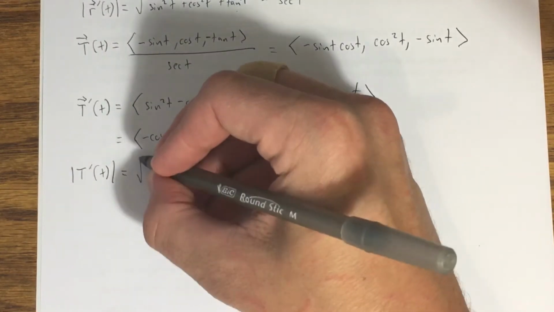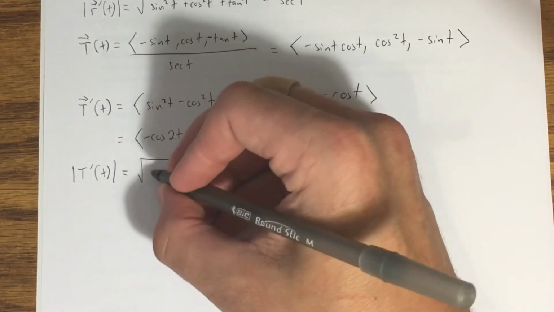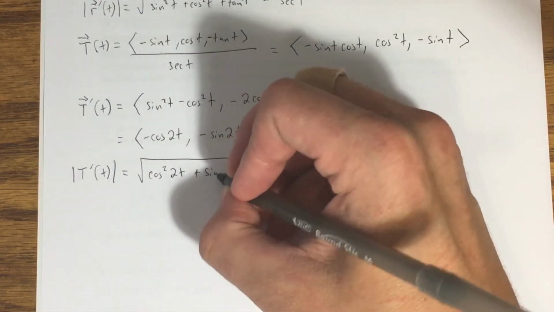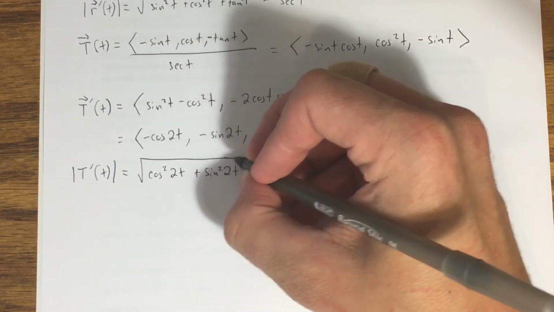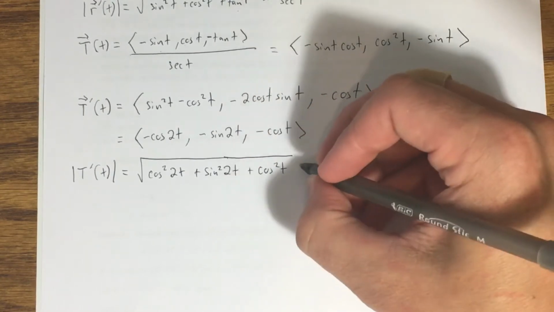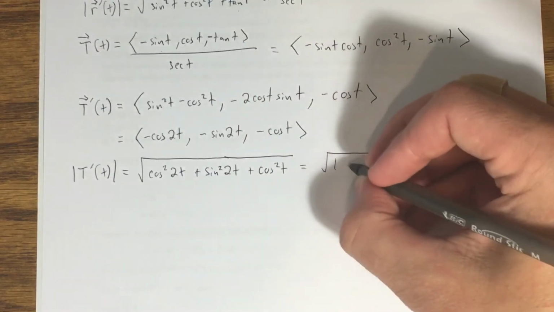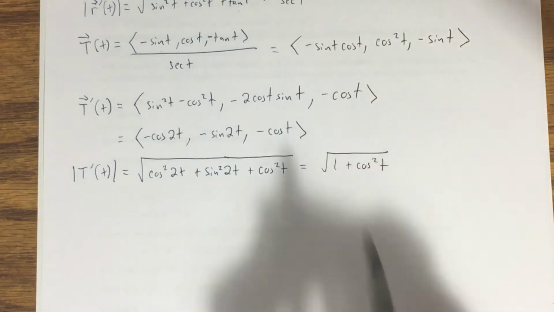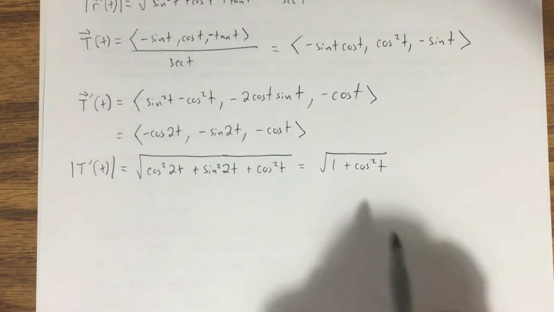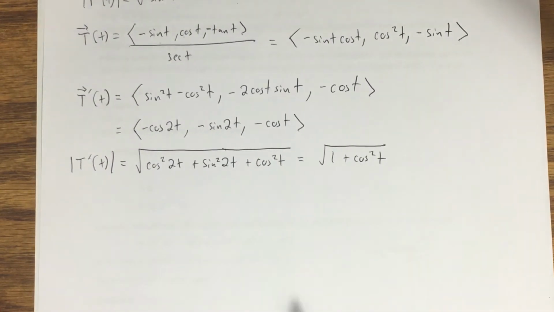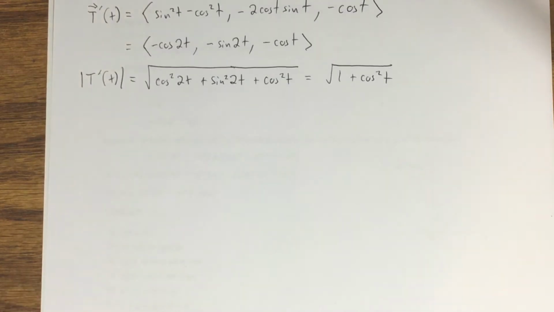Well, that would be equal to the square root of cosine squared of 2t plus sine squared of 2t, plus cosine squared of t, or the square root of 1 plus cosine squared of t. And no, that's not going to get much simpler. There's not a trig identity that I'm going to use to make that any simpler. If it were 1 minus cosine squared, that'd be a different story, but it's not.